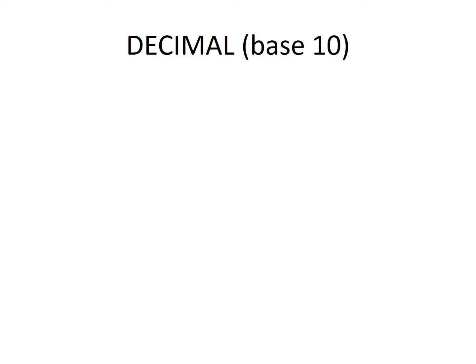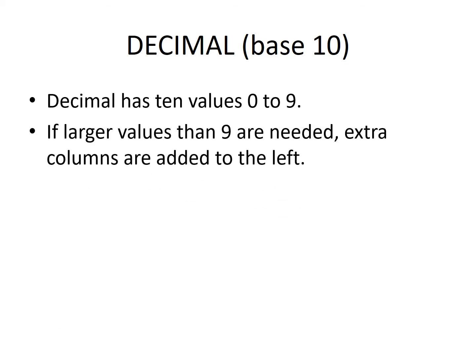Here first we are going to discuss the decimal number system, otherwise called the base 10 number system. Totally 10 numbers are there. Decimal has 10 values. The first number is 0 and the last number is 9, so totally 10 numbers, 0 to 9. If we want to write a number larger than 9, we need to add one extra column on the left side.